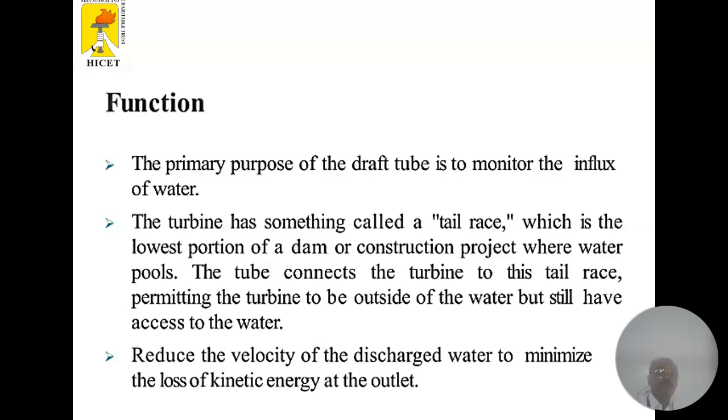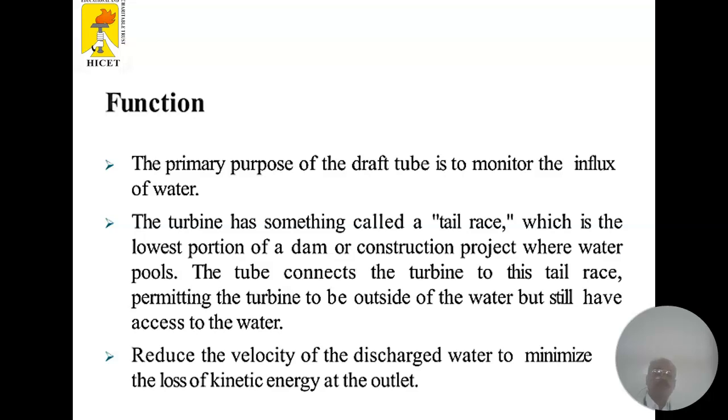Next, the functions of the draft tube. The primary purpose of the draft tube is to control the influx of water. The tube connects the turbine to the tail race, permitting the turbine to be outside of the water, but still have access to water.